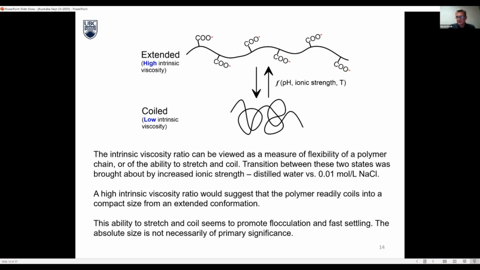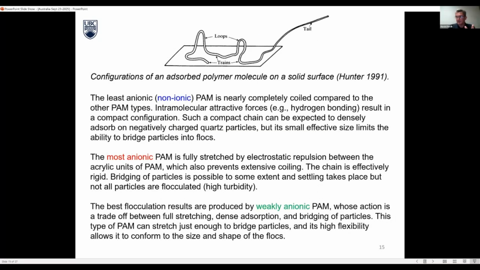That's related to what we know about what polymers do on mineral surfaces. This is a very well-known figure from a book by Robert Hunter, some time ago, showing conformations of adsorbed polymers on solid surfaces. It's quite easy to imagine that the rigid rod will never be able to assume all these conformations. It will probably not produce loops.